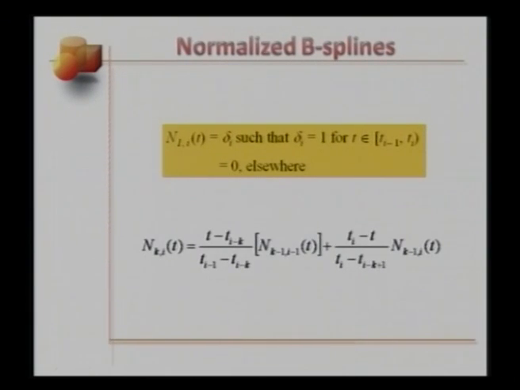In general, the recursion formula is given by Nki of t equals (t minus t i minus k) over (t i minus 1 minus t i minus k) times N k minus 1, i minus 1 of t, plus (t i minus t) over (t i minus t i minus k plus 1) times N k minus 1, i of t. The first goal for us would be to write a function to determine any B-spline basis function of order k, of which the last knot is t sub i.